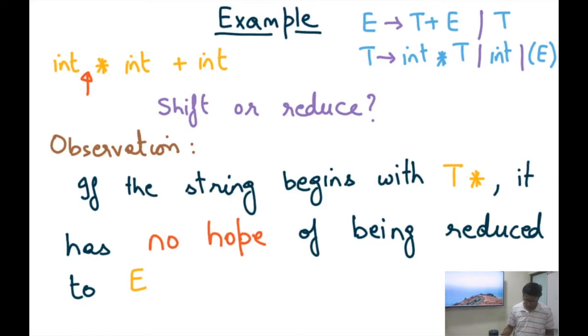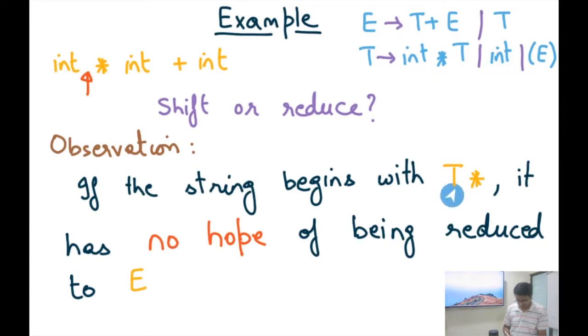And so if the string begins with T star, in this particular case, it has actually no hope of being reduced to E. All right. So if we look at this grammar, we'll be able to see this. Notice that there is no production that begins with a T star. The only option here with the T star is to either reduce T to an E and then try, but then there is no production that begins with an E star either. So neither can T star be reduced to anything because there is no production that has a prefix of T star.